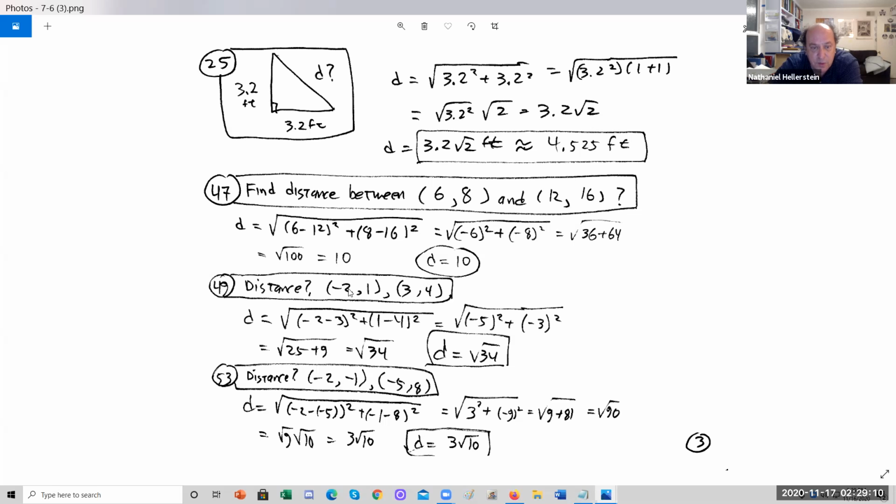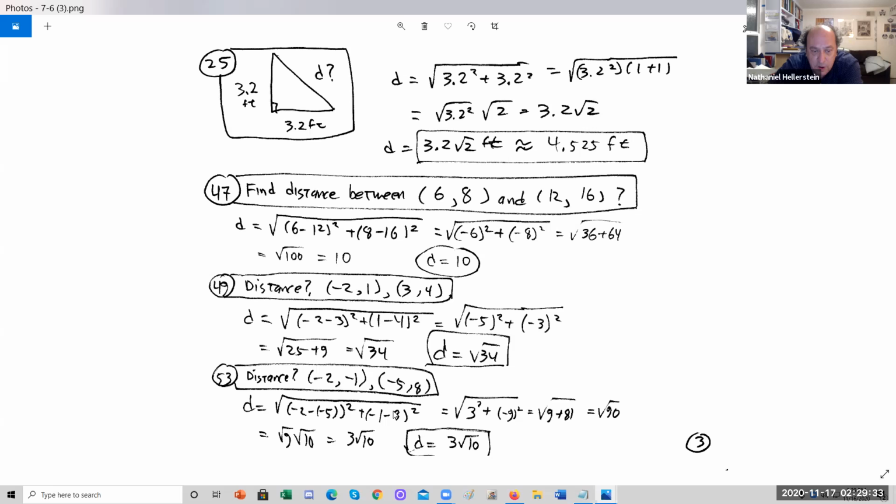Now I'll try the distance between negative 2 by 1 and 3 by 4. All right, square root of sum of squares of differences. Negative 2 minus 3 goes here. 1 minus 4 goes there. So it's negative 5 squared plus negative 3 squared. That's root of 25 plus 9, which is root 34. So the distance is the square root of 34.